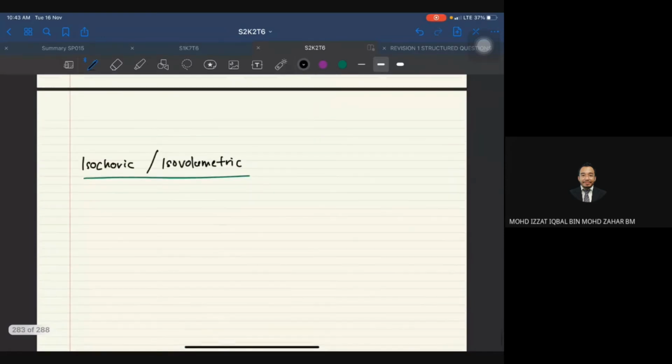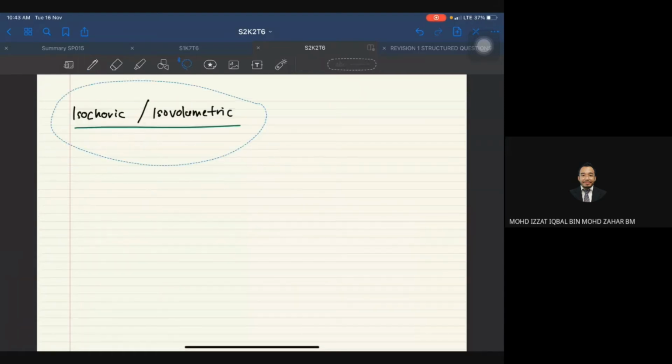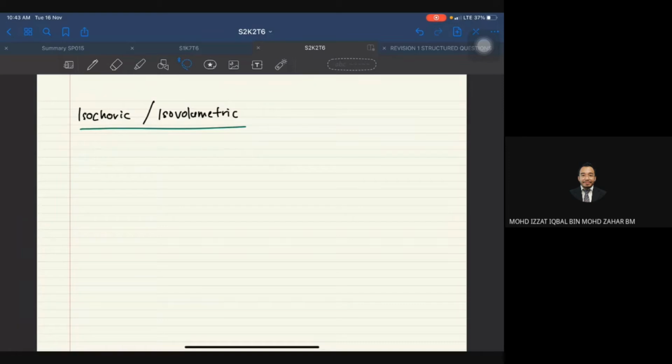Okay, the next thermodynamic process is isochoric, also known as isovolumetric. Dulu dia ada nama lain, which is isometric. That one kita dah memang tak pakai lah. Isovolumetric we still use. So, as its name suggests, this one is a constant apa ni? Apa yang constant? Kalau isovolumetric, volume is constant. Very good.